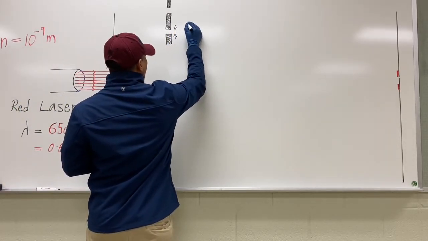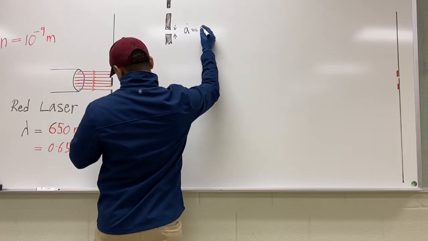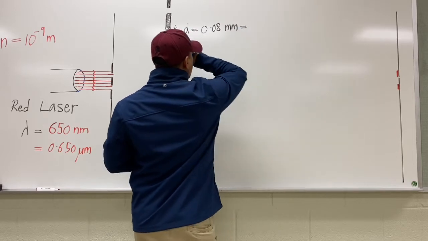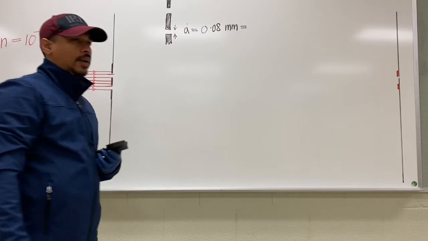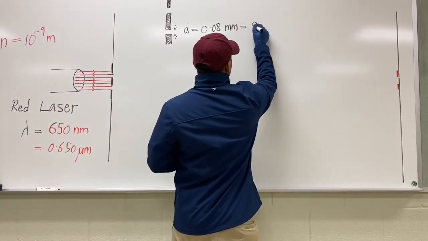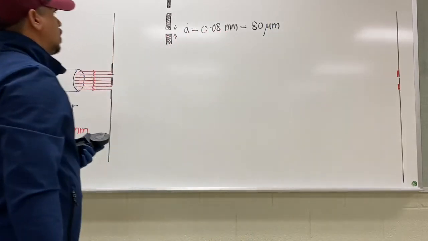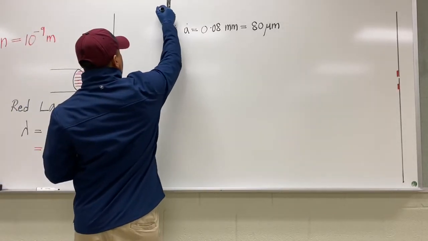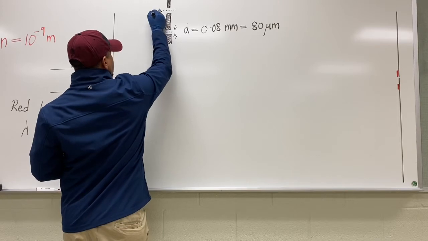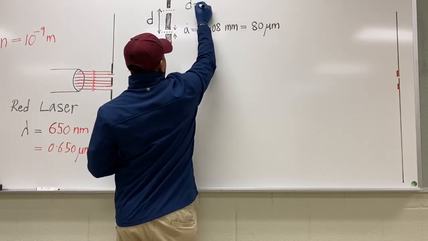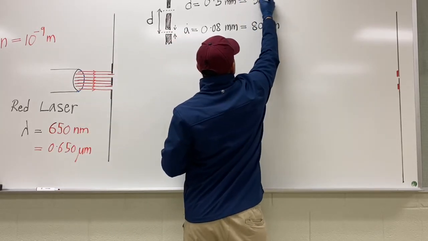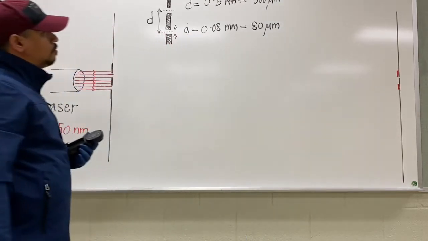Let's call it A. A equals 0.08 millimeters. That is equal to, if you want to get this in micrometers, multiplied by 1000, 80 micrometers. And the separation between the slits, that is the length from the center of one slit to the center of the other slit, let's call it D. D equals 0.5 millimeters. If you want that in micrometers, that is 500 micrometers. So you can see these are very small lengths.